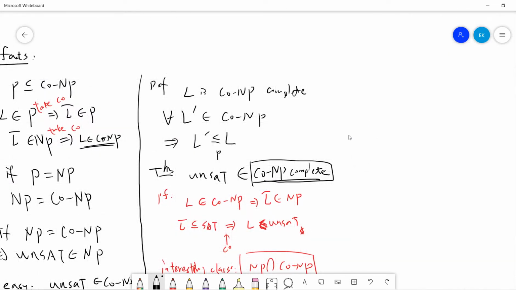Okay, so let's see the final page. The final page is that if L is defined to be coNP-complete, it means that for each L' in coNP, there's a polynomial time reduction from L to L'.